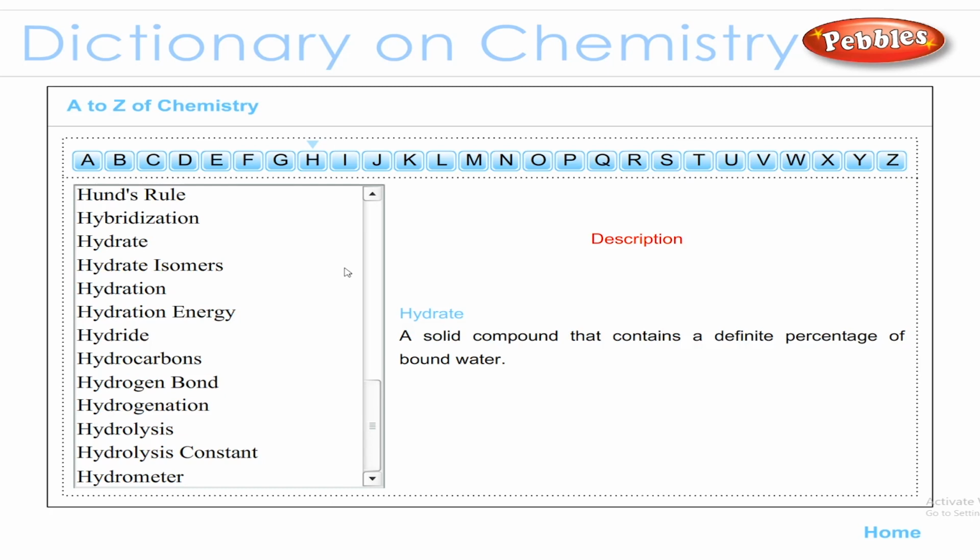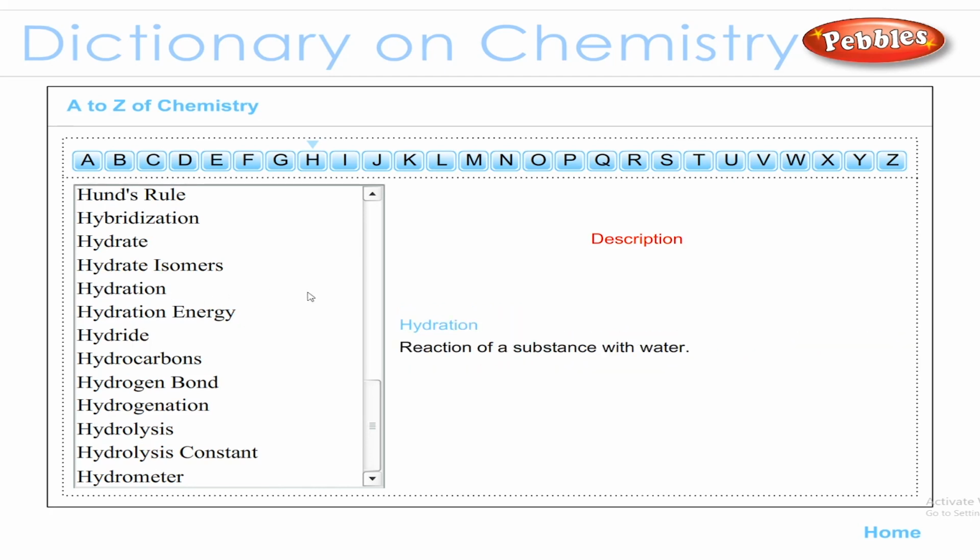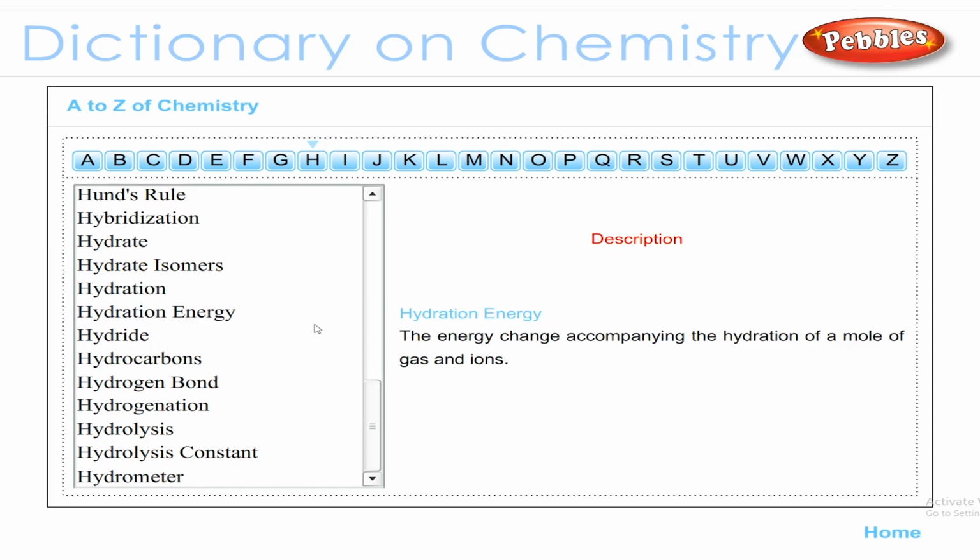Hydrate. A solid compound that contains a definite percentage of bound water. Hydrate isomers. Isomers of crystalline complexes that differ in whether water is present inside or outside the coordination sphere. Hydration. Reaction of a substance with water. Hydration energy. The energy change accompanying the hydration of a mole of gaseous ions.